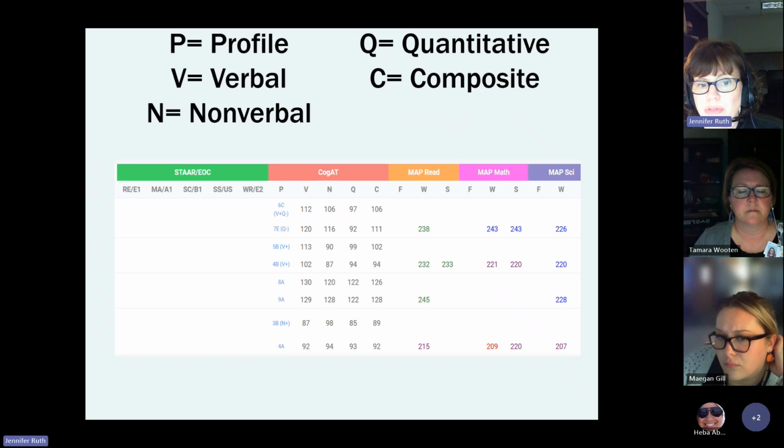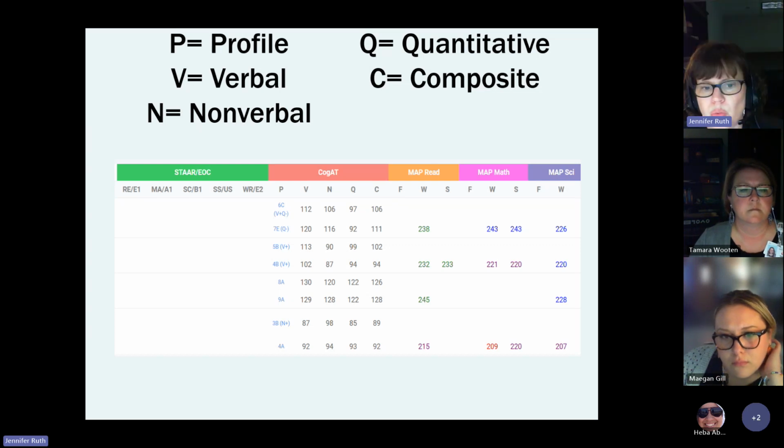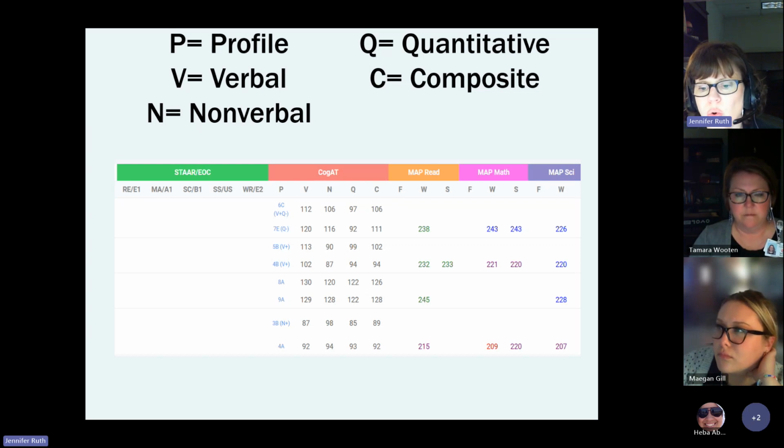Keep in mind that in verbal, nonverbal, quantitative, and composite, the average there is 100. So especially when you're looking at a student who doesn't have a complete profile, it may be helpful to think about that in terms of relative where they are, in that 100 is average. So if they're significantly above 100 and they're missing one score, then that's not a big concern. It just lets you know that they didn't finish enough questions in that section.